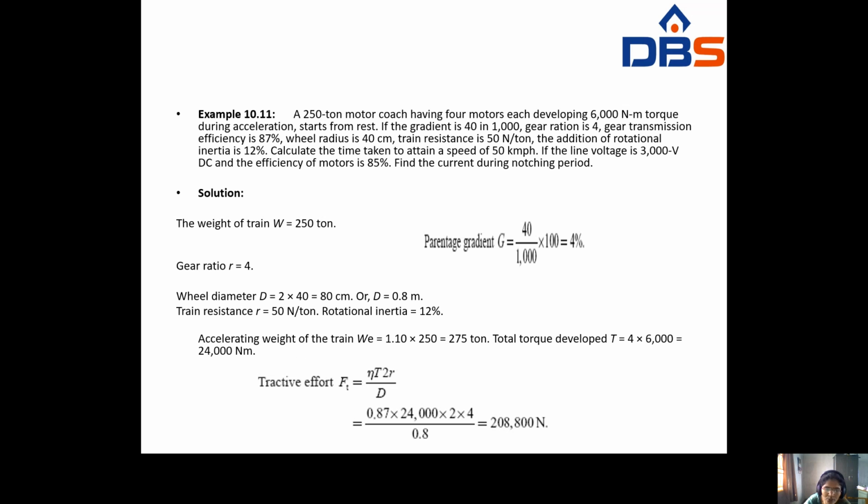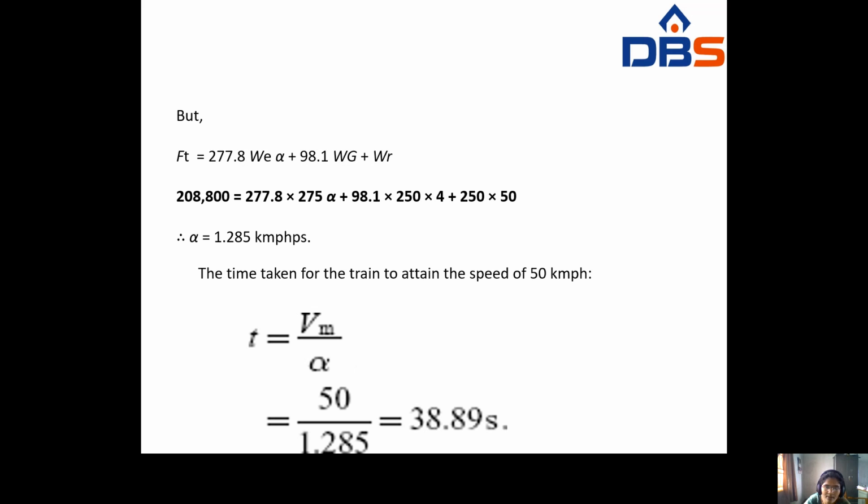Okay, so here you can understand. Here the mistake: not 1.10, here 1.12. Why? Because here the rotational inertia is given as 12%. So that's why you have to write 1.12 into 250. That is equal to, finally, 275 tons. Okay, so this is the solution for this problem.